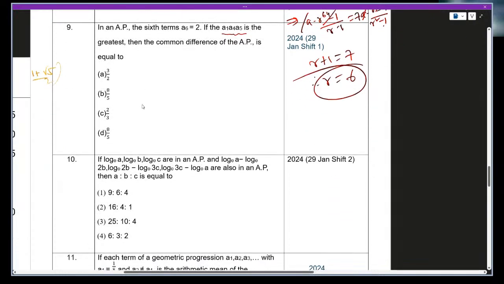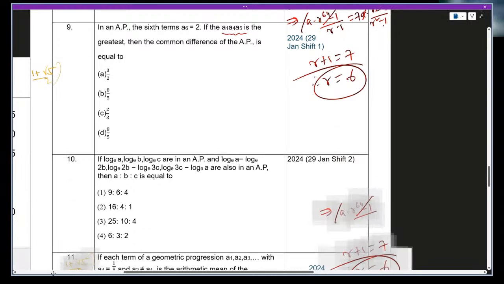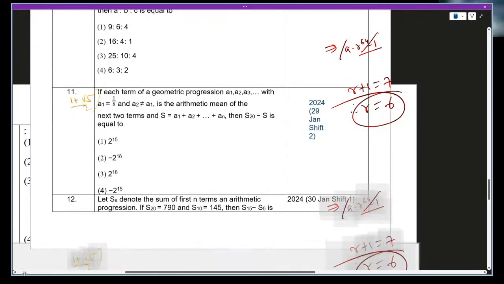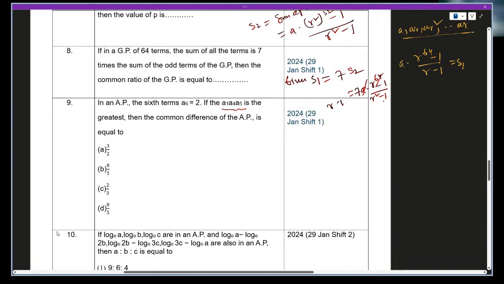Number 9. Try once, then I will do. A1, A4, A5 is the greatest. You take the series in this manner. A, A plus D, like this. A6 is 2. Therefore, A plus 5D is 2.